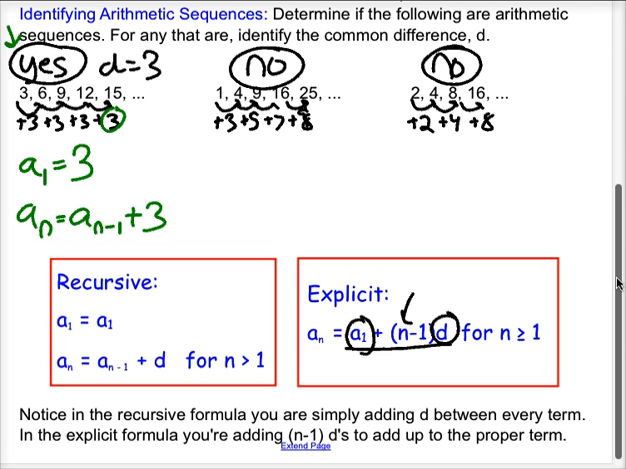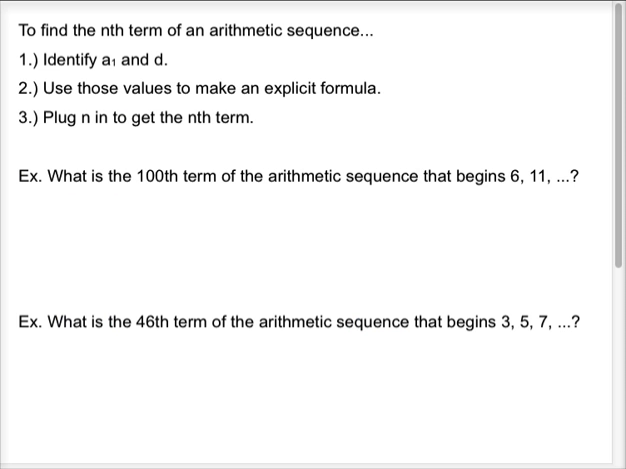So let's see what this looks like in practice with a couple examples. Usually when we create those formulas, we're creating that explicit formula because we're looking for a future term. So if we're trying to find the nth term of a given arithmetic sequence, first you identify A1 and d, okay? You need your first term and that common difference.